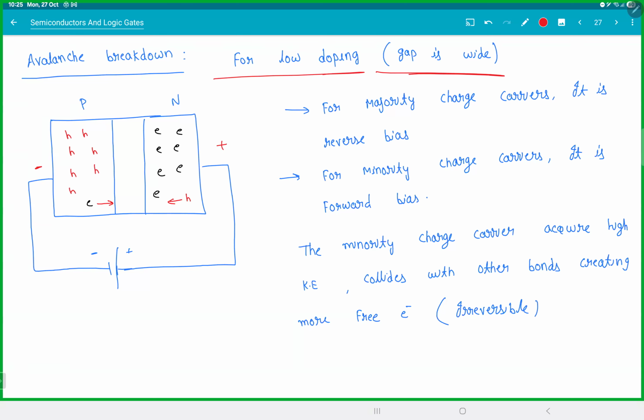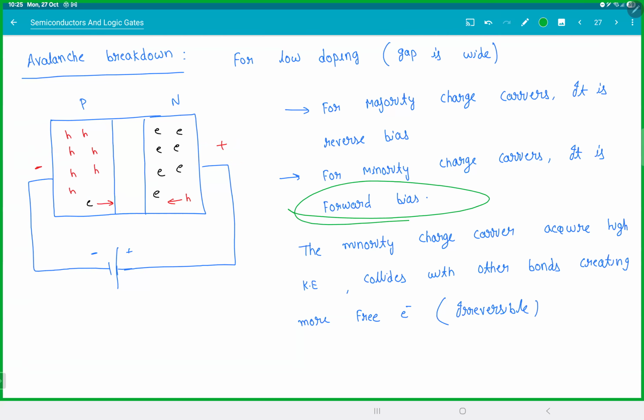In avalanche breakdown, what happens? We have a lot of holes, fair enough. But remember, there are some electrons. On the n-type, there are a lot of electrons, but there are some holes. So when you're putting it in reverse bias, for the majority charge carriers, it is in reverse bias. Look at this. When you kept this minus and plus, all the electrons are pulled here, all the holes are pulled here, great. But what about this electron here? It is being pushed forward. These holes are being pushed this way, isn't it? So there are some minority charge carriers. There are few electrons and few holes. For them, it is a forward bias.